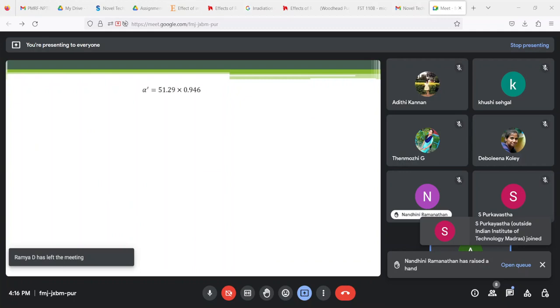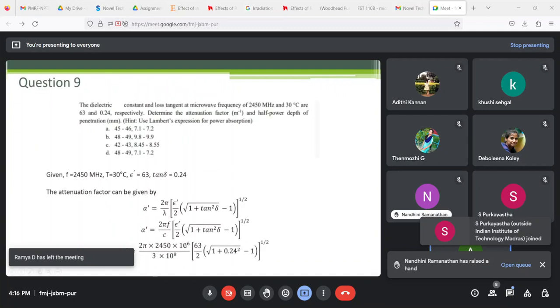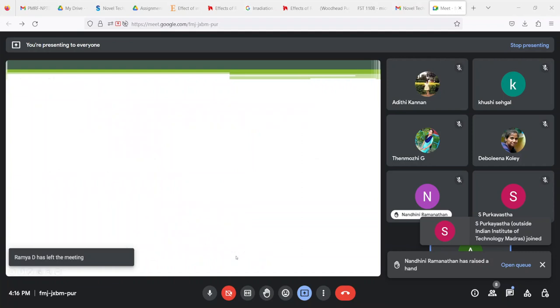So alpha dash is now equal to, I am just simplifying this. This one corresponds to 51.29 and this corresponds to around 0.9. I simplified it and wrote the numericals, so you get 51.29 and 0.946 inside the bracket. When you multiply it, it comes out to 48.506 meter inverse. So this is your attenuation factor, which is what was asked in the question.